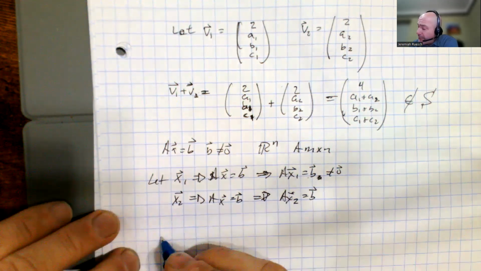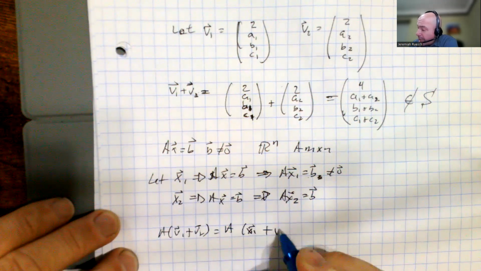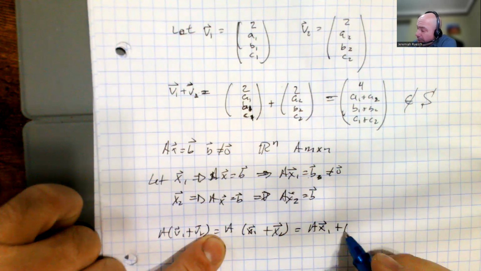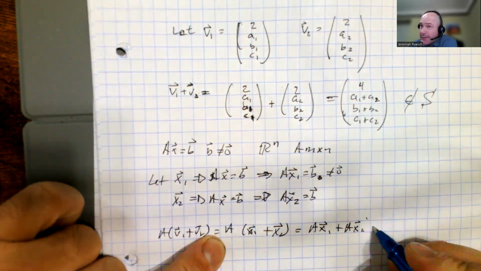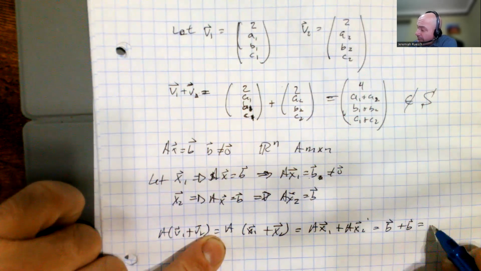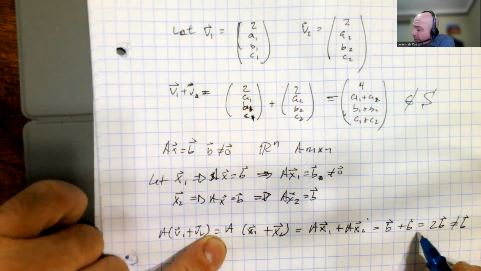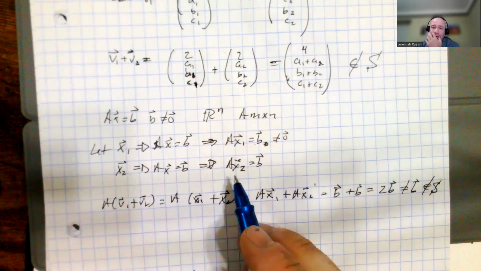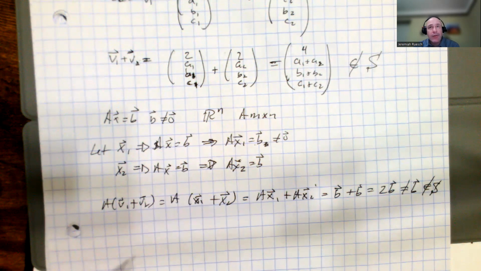So just like before, we want to show that this is true, where we say this is X1 plus X2. We're hoping that this is still in the set. So using the distributive property, we have AX1 plus AX2. But this is equal to B plus B, which gives us 2 times B, which is not equal to B. Since that's not in the set S, that tells me this operation is not closed under vector addition. So this is not a subspace of Rn as shown.